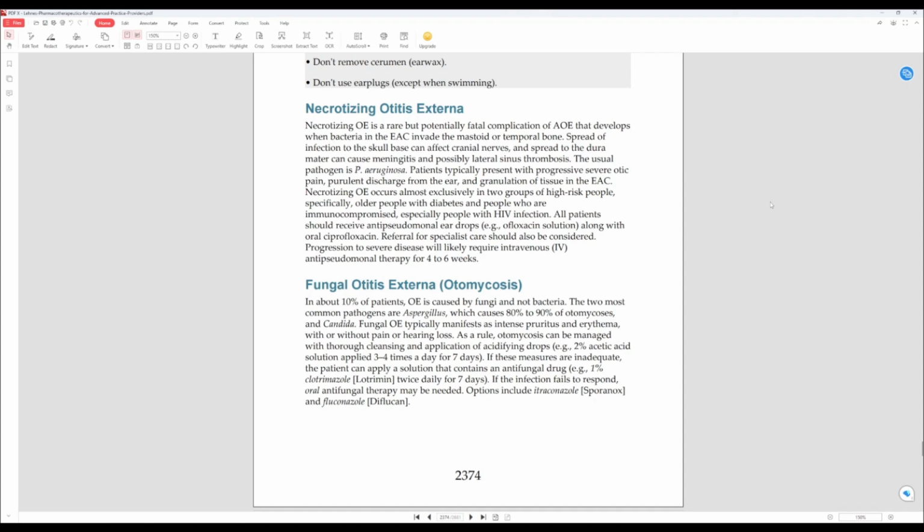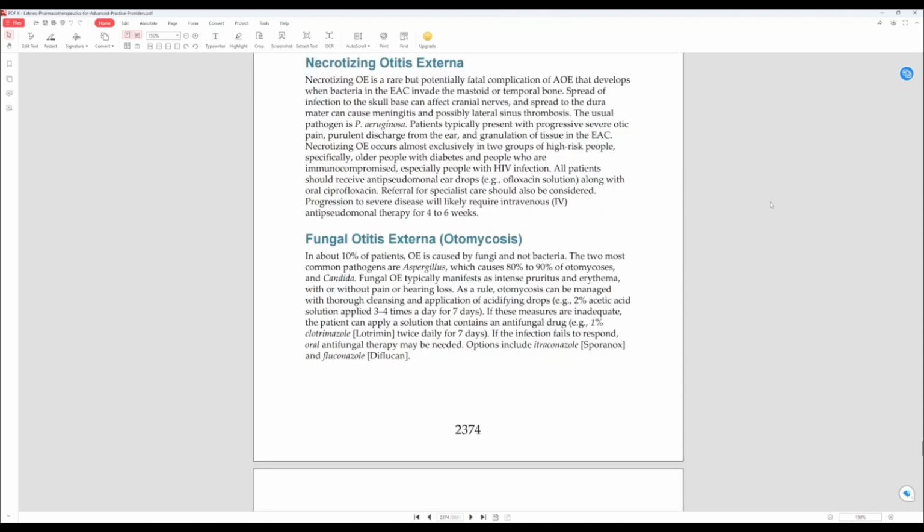Patients typically present with progressive severe otic pain, purulent discharge from the ear, and granulation of the tissue in the EAC. Necrotizing OE occurs almost exclusively in two groups of high-risk people, specifically older people with diabetes and people who are immunocompromised, especially those who have HIV infections. All patients should receive anti-pseudomonal eardrops, along with oral ciprofloxacin. Referral for specialist care should also be considered. Progression to severe disease will likely require IV anti-pseudomonal therapy for at least 4 to 6 weeks.